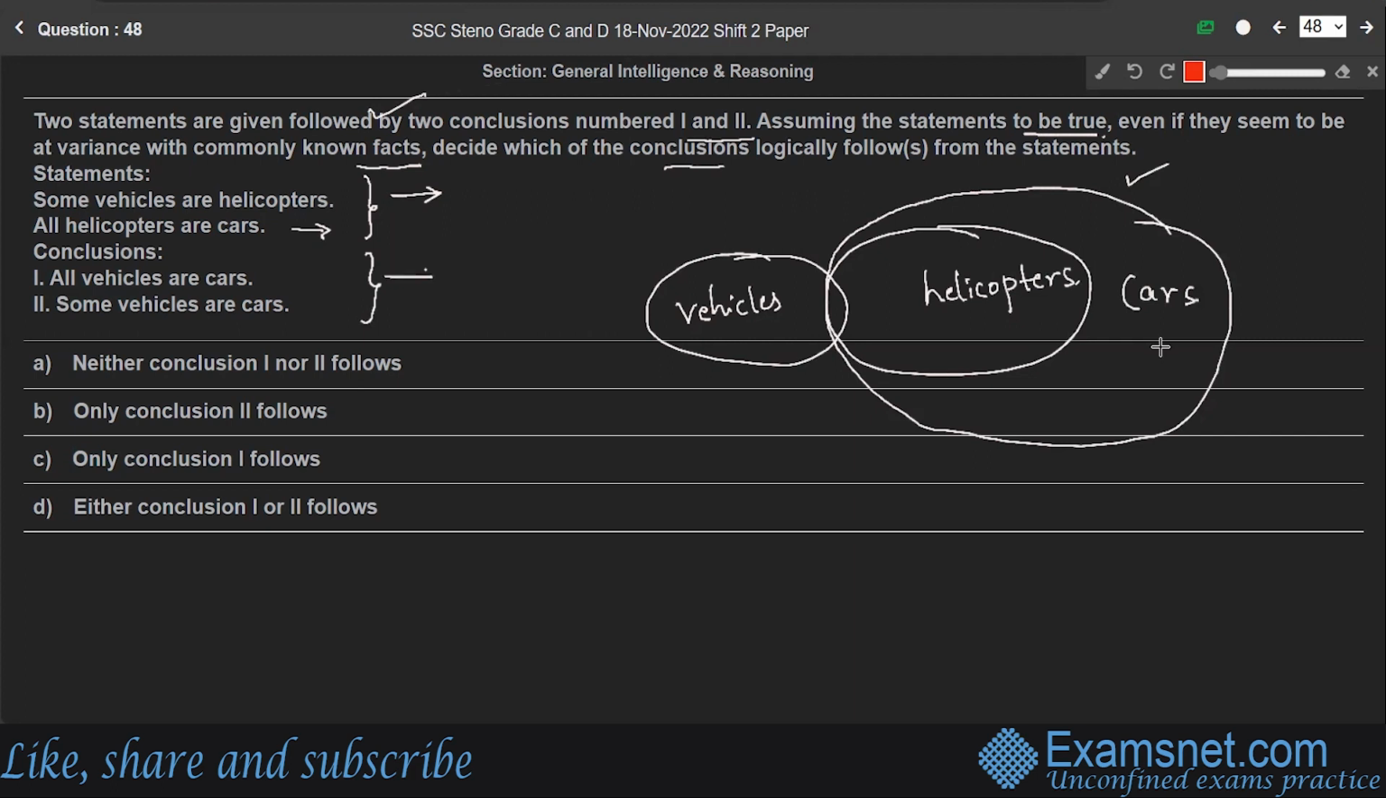Now come to the conclusion part. All vehicles are cars. So here only some portion, right? Some portion of vehicles are cars according to first statement. Therefore, all vehicles are cars. It's a false one, right? The reason is only some vehicles are cars. And the second conclusion is some vehicles are cars, which is true. Yes, so only some portion of vehicles, right? This portion is car. So only second conclusion follows. Option B is the right answer.